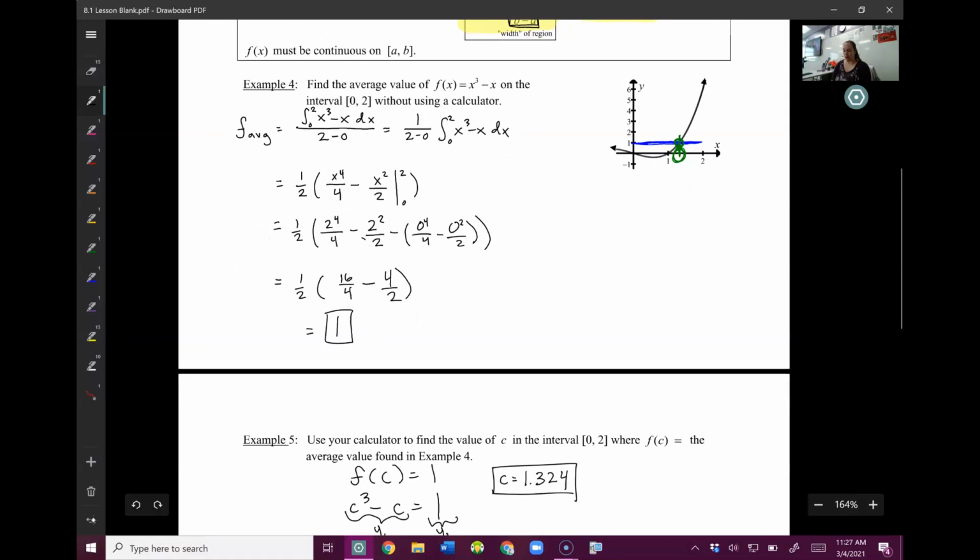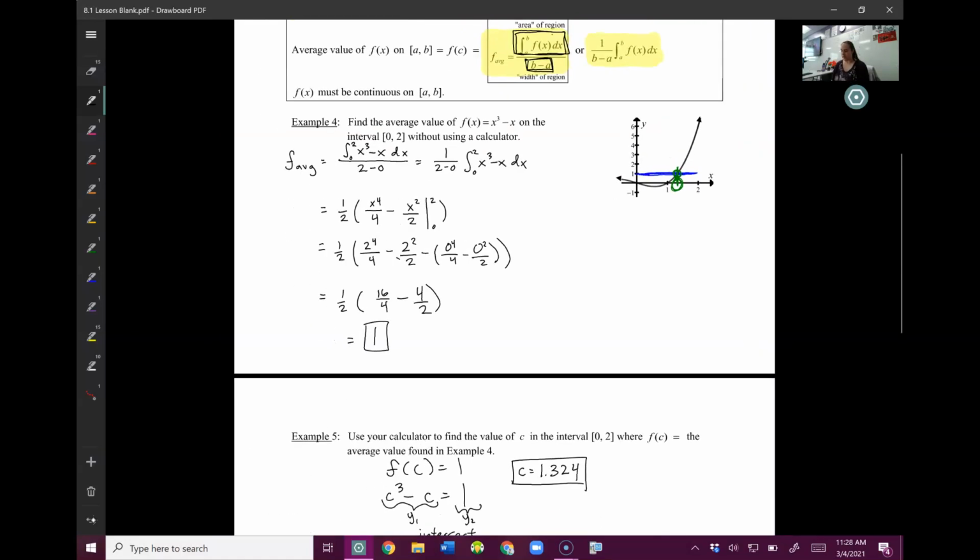So that is all for average value of a function. It basically comes down to memorizing this formula and knowing that we will use this formula anytime it says average value. That's our key word, and then we plug it into that.